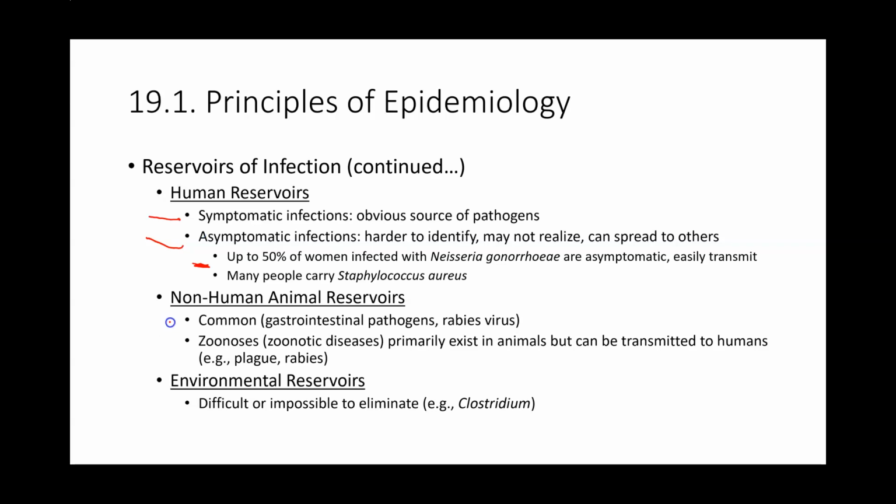Non-human reservoirs that are animals can cause a lot of very, very dangerous diseases. A lot of times zoonotic diseases are much more traumatic in humans than they are in animals. Examples would be rabies or plague, which are both zoonotic diseases.